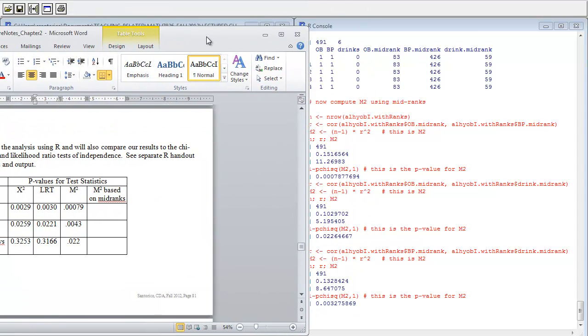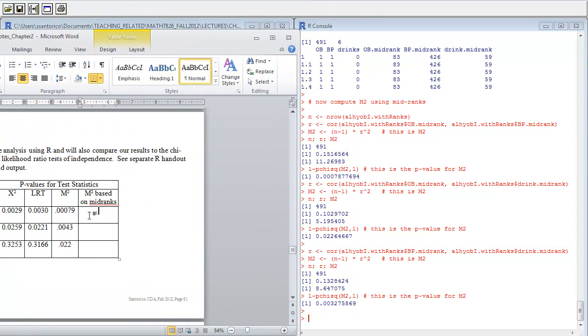So for M squared based on mid-ranks, 0.0079 for blood pressure versus obesity, that was the first one. Obesity versus drinks, which is actually the last row, is 0.0226. And then we've got blood pressure versus drinks, which is actually the middle row, is 0.0033. All right.